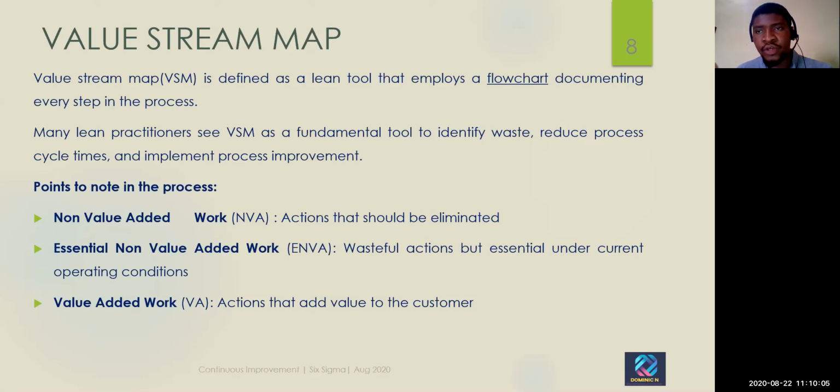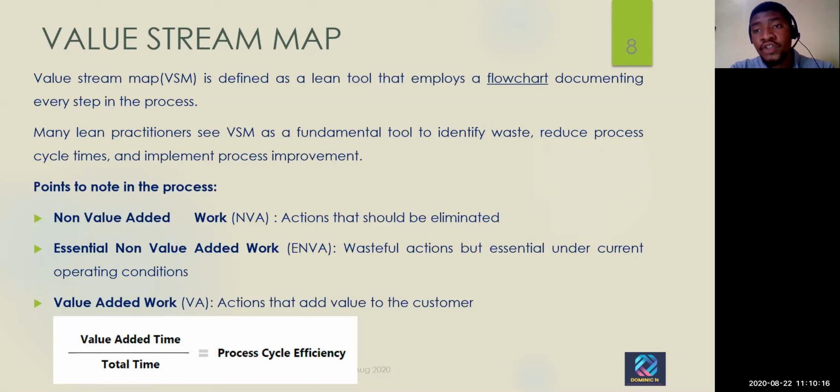So there's a calculation where we calculate the process cycle efficiency. To do this, we sum up our value added time over the total time it takes for production. So value added time divided by the total time it takes for production, that's what gives you your process cycle efficiency.